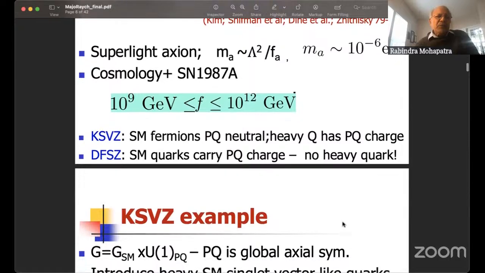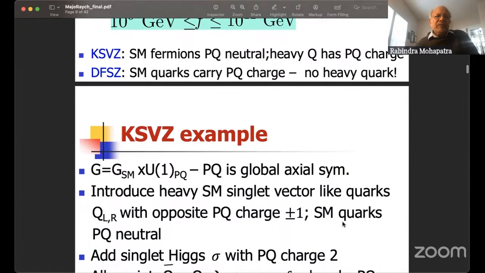And in all these models, just to give an example, I will look at the KSVZ model. What you see there is that you take the standard model, then you add the U(1) PQ. So you add this extra term, extra symmetry to the model, and then try to maintain the whole symmetry in the whole Lagrangian. Okay, so therefore PQ is a global axial symmetry.